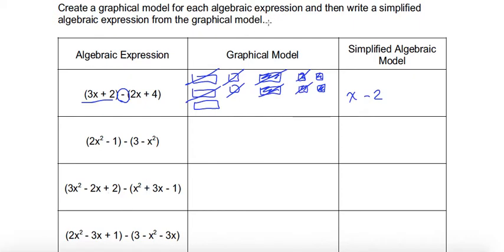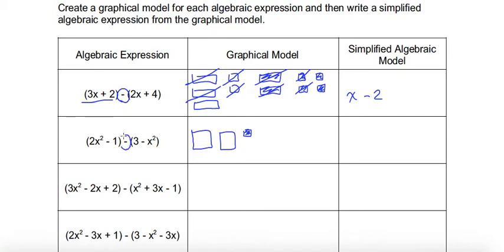So the next example starts with 2x squared minus 1. So I'm drawing 2 large squares. These are not shaded in. So let's try to fix that for you. So I have 2 large squares, and then I have a negative 1, so 1 small square shaded in.